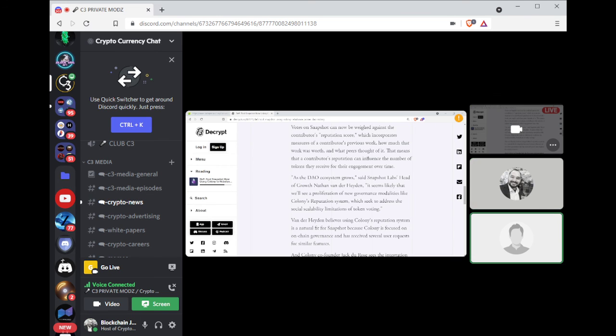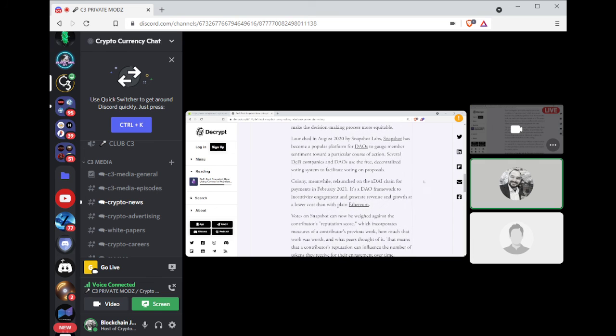Right. I think that's what Colony is trying to do. As they say, it's a DAO's framework to incentivize engagement and generate revenue and growth at a lower cost than with the plain Ethereum. Wait, where was that at again? Yeah. Oh, there it is.